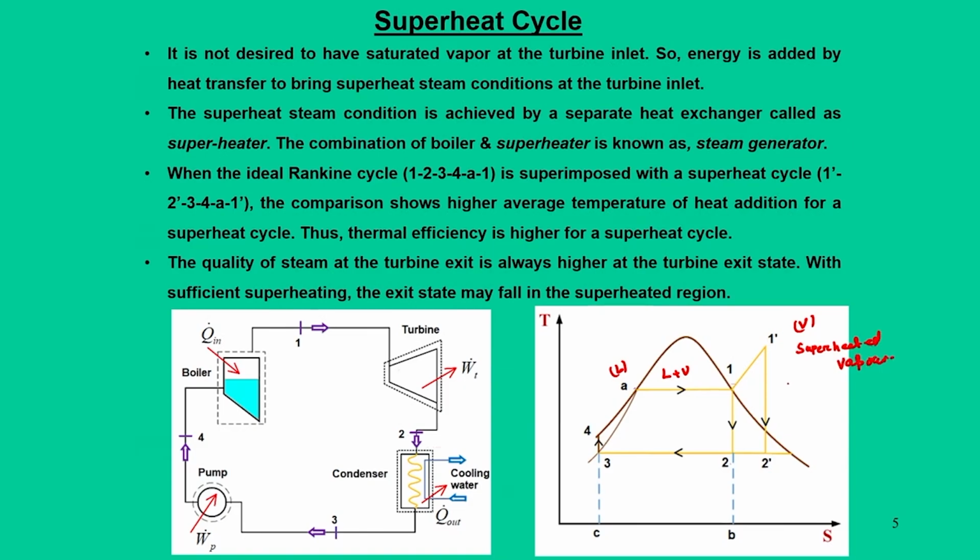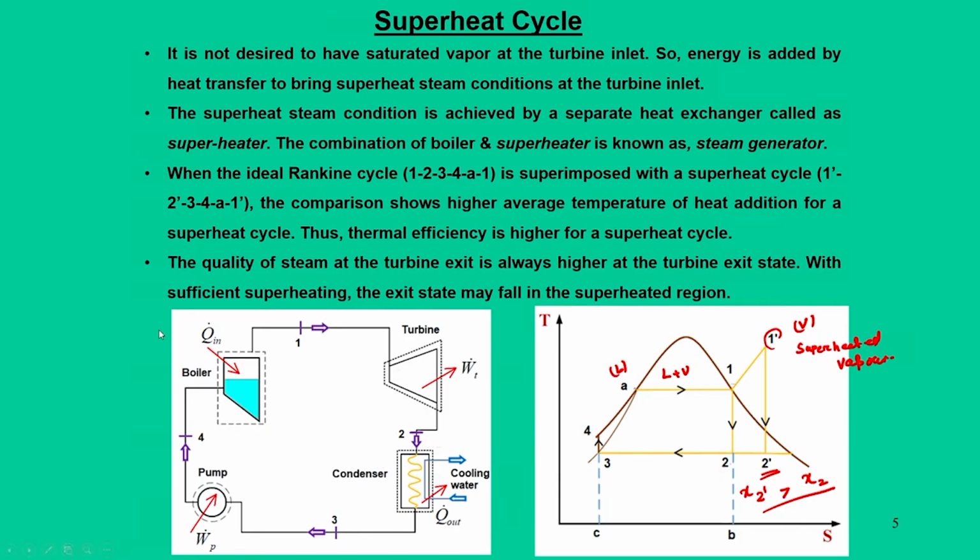So, through this process, once you do this, now at state 1 we expand the steam in the turbine, so that we land at the exit condition of the turbine as 2 dash, and obviously the quality of 2 dash is greater than the quality of 2. So, if I say, the quality of steam at x 2 dash is always greater than x 2. So, through this process we solve the problem of erosion of the steam turbine blades.